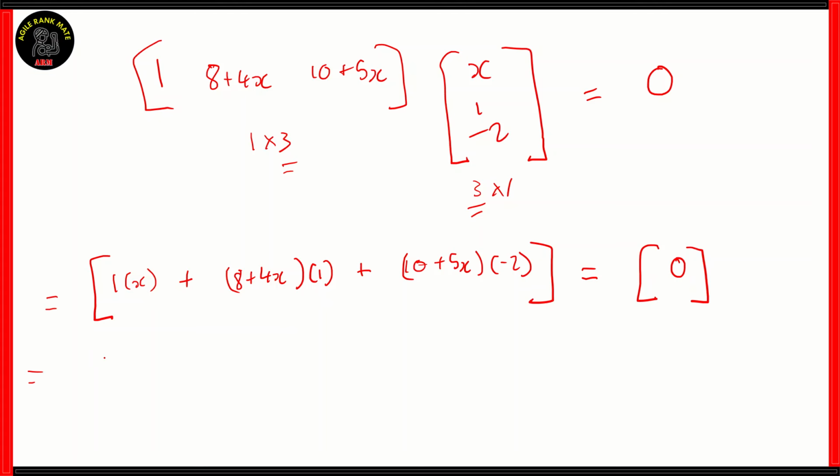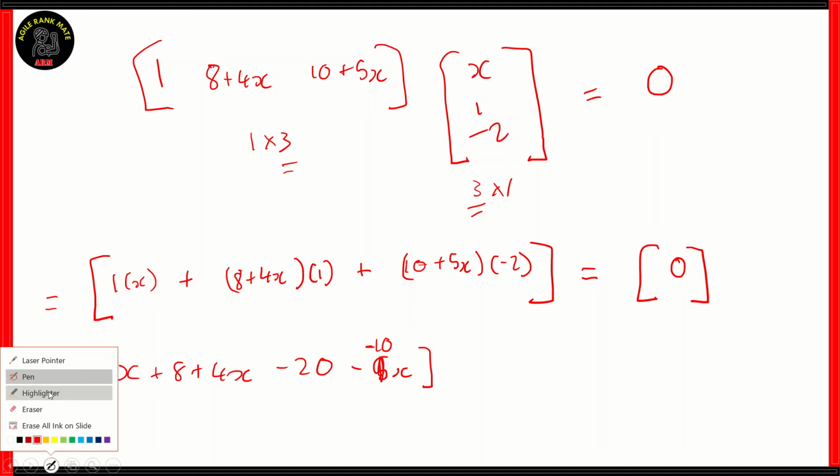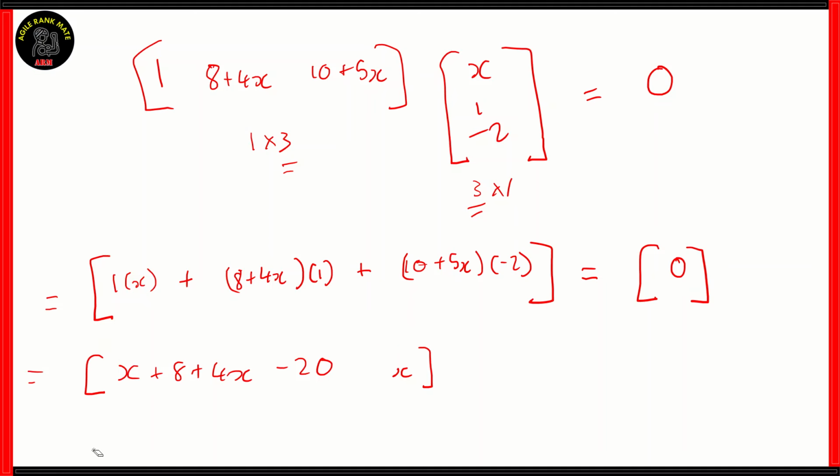So when we solve the left-hand side, we get x plus 8 plus 4x minus 20 minus 5x. So 4x, I'm afraid it's not 5x, it's minus 10x. Let's erase that part in order to make it clearer. So instead of 5, it would be 10. So x plus 8 plus 4x minus 20 minus 10x is on the left-hand side. The right-hand side would be a zero matrix.